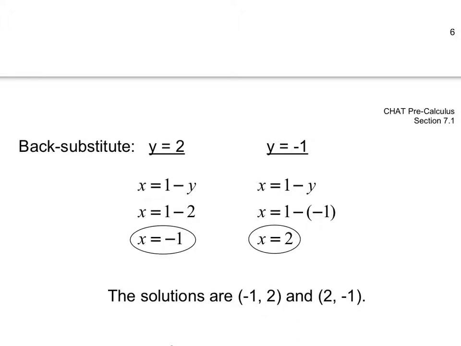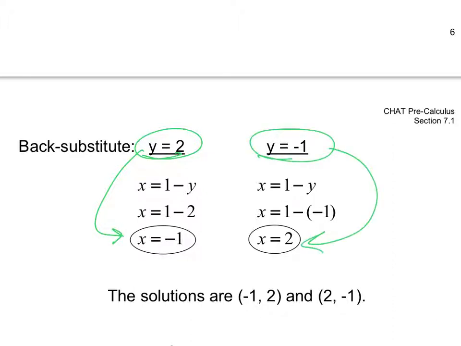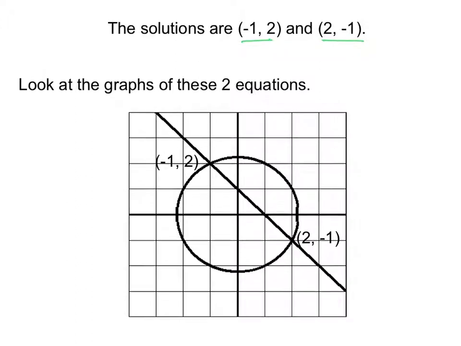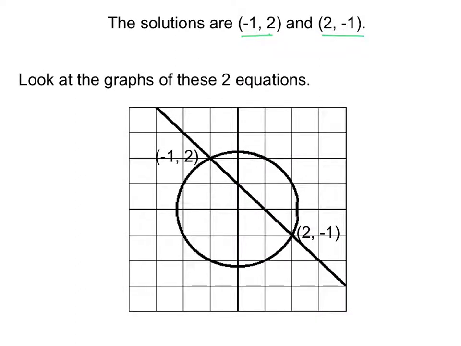So if you look at this, I needed to take y equals 2 and find the x that goes with that, and I take y equals negative 1 and find the x that goes with that. So I actually end up with 2 solutions. Now if you look at the graph of those 2 equations, you have a circle and a line, and they are going to intersect at this point and this point. So it makes sense graphically that we would get 2 solutions to that system.